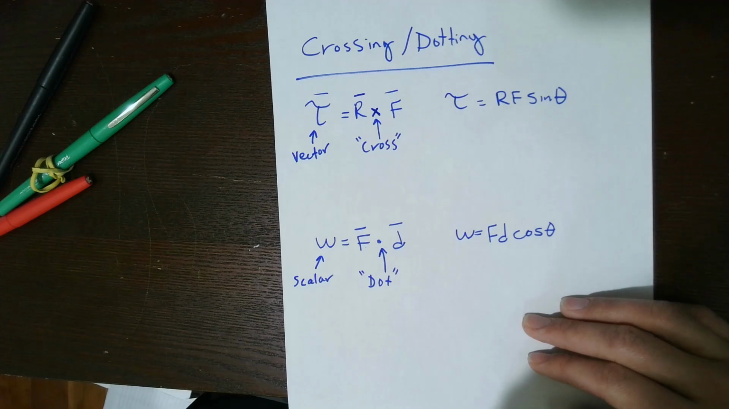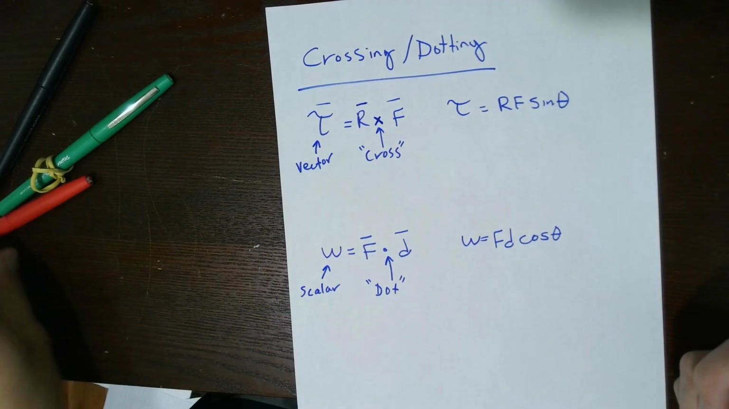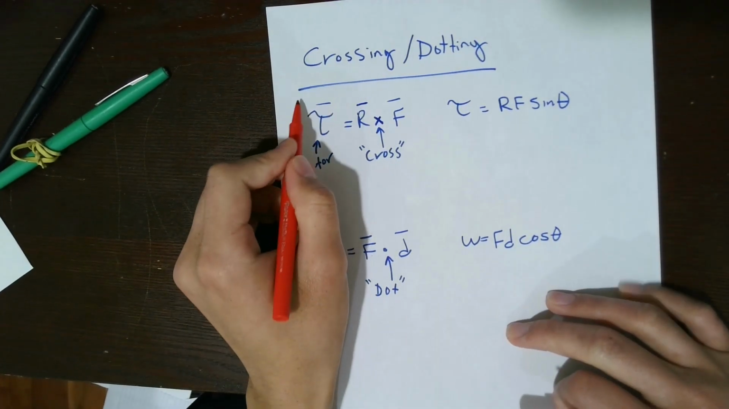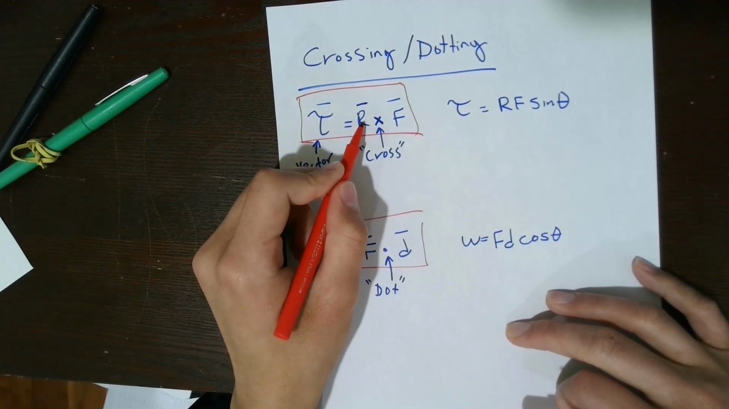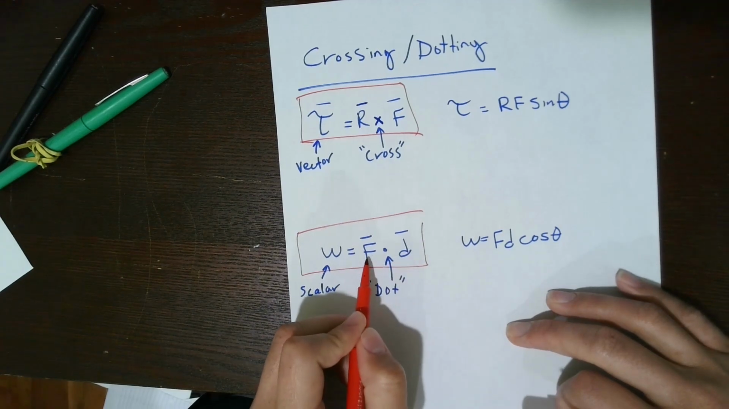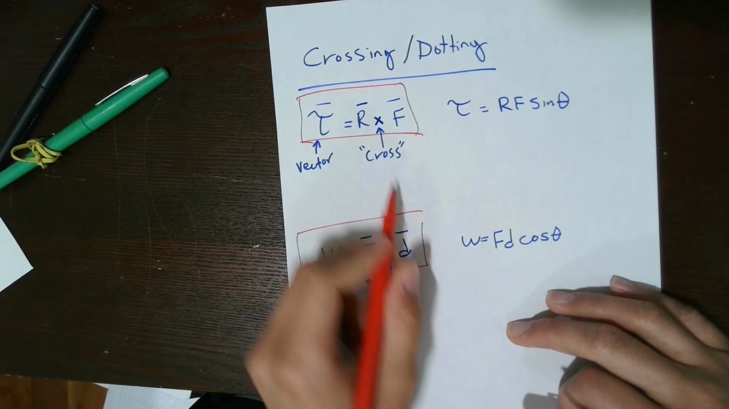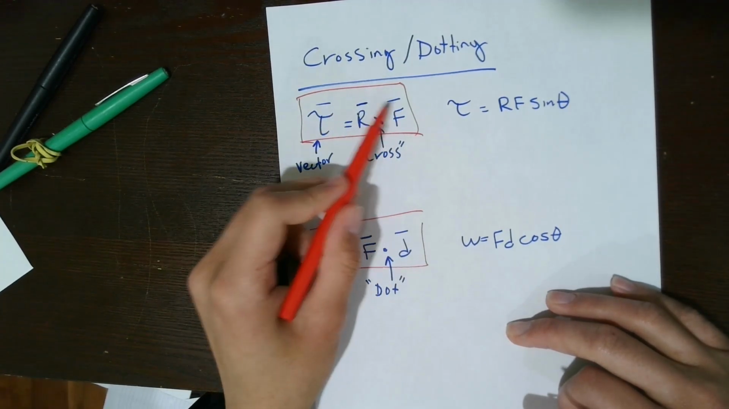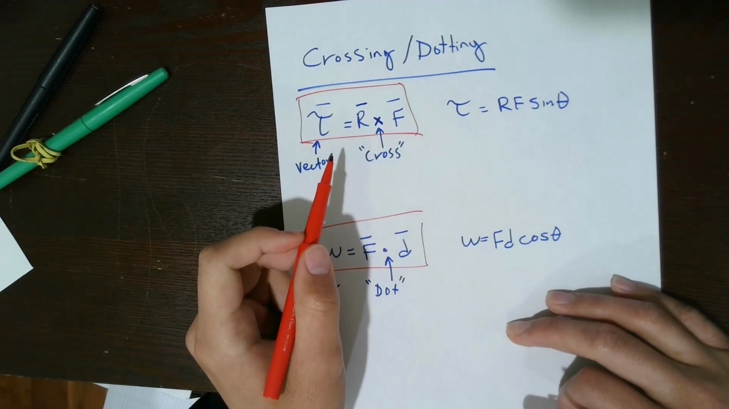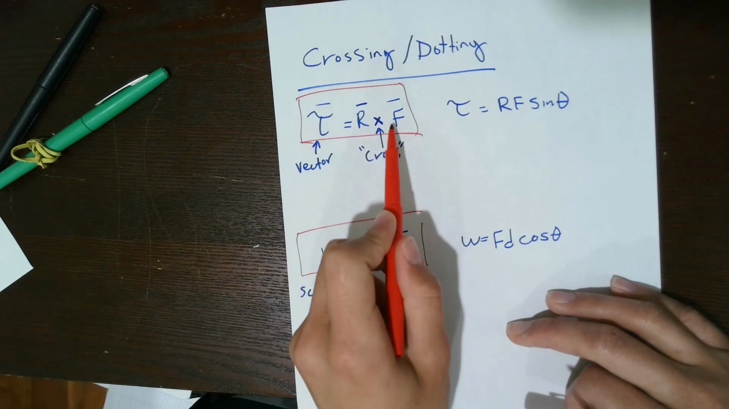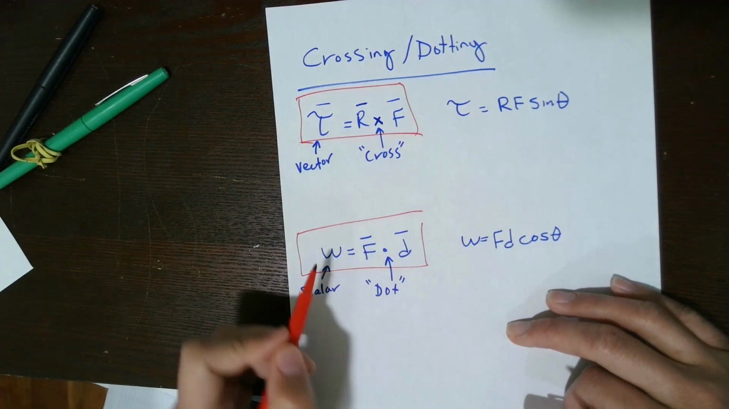So what you have to remember is that if you're working with vectors, like here, these are all vectors. This is a vector, this is a vector, this is a vector, this is a vector. If you're already working with vectors, and you know they're vectors because there's bars over the letters, you don't have to use trig. You just have to do R cross F, or F dot D.